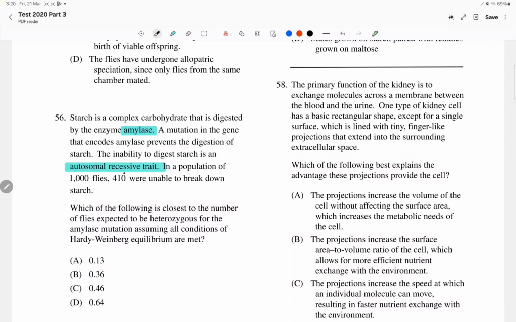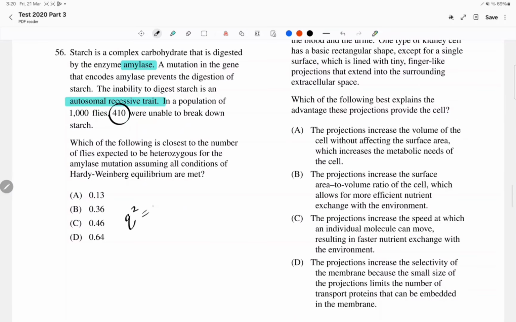So what is this number in terms of the Hardy-Weinberg equation? Recessive, q squared. She's right. So q squared is equal to 410 over the total, which is 1,000. So 0.41. So q is the radical of that, which is how much? 0.64. Now we know the q. They're looking for the heterozygous, and heterozygous means 2pq.